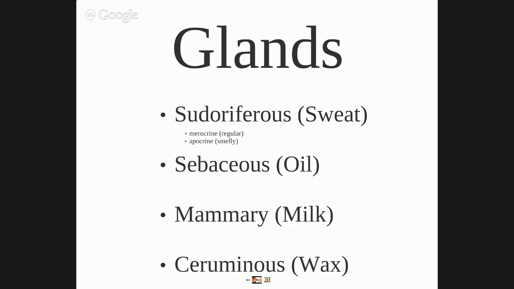So those are different types of sweat glands, but really there are four major types of glands, and here in parentheses each one has its particular secretion listed there.